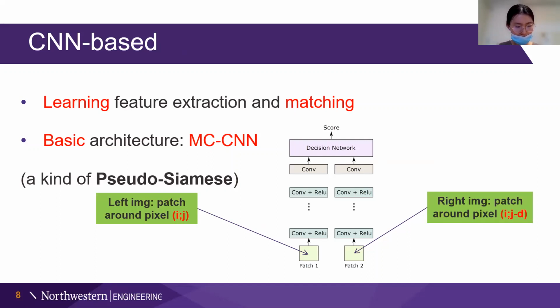However, in the second method, convolutional neural networks, extracting and matching features can be done automatically. The matching process often uses an architecture named MC-CNN, which is a kind of pseudo-Siamese network. It puts two patches from the left and right image into the CNN to calculate through the decision network and get a score to see whether they match successfully.